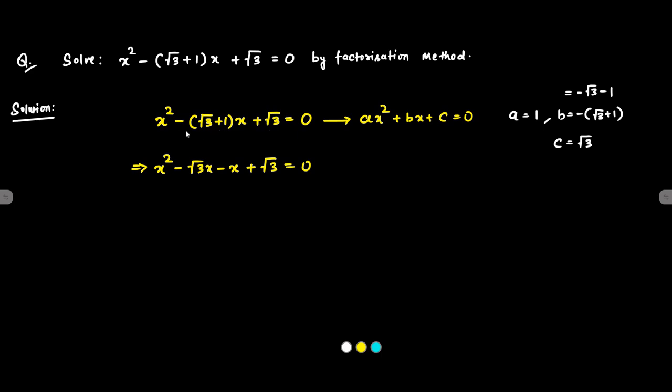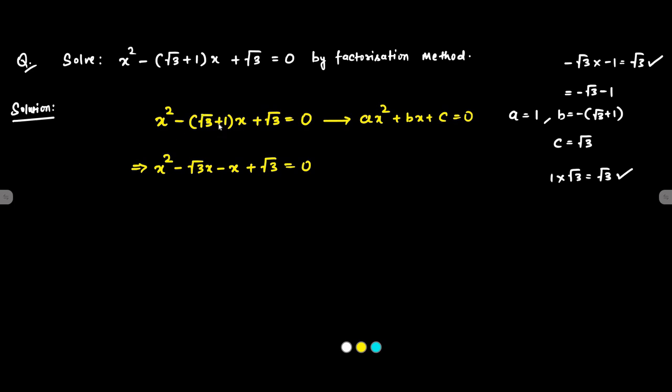See, the product of the two extreme terms is a into c, that is 1 into root 3, that is equal to root 3. Now the middle term is what? Minus root 3 minus 1. So here if we do minus root 3 into minus 1, that is also equal to root 3. So here also root 3, here also root 3. So it has already been factorized, already in factor form, properly factorized.